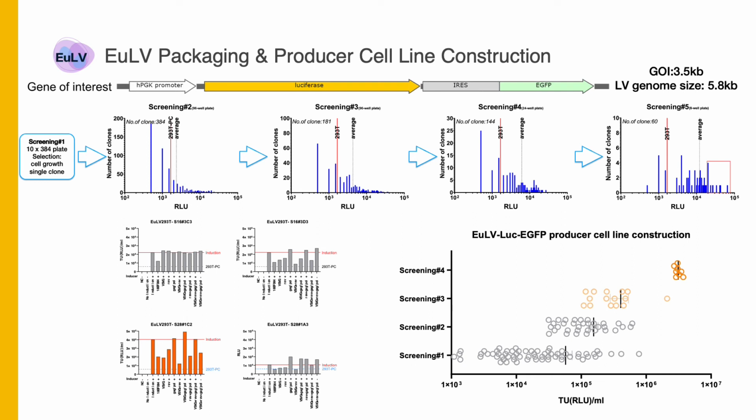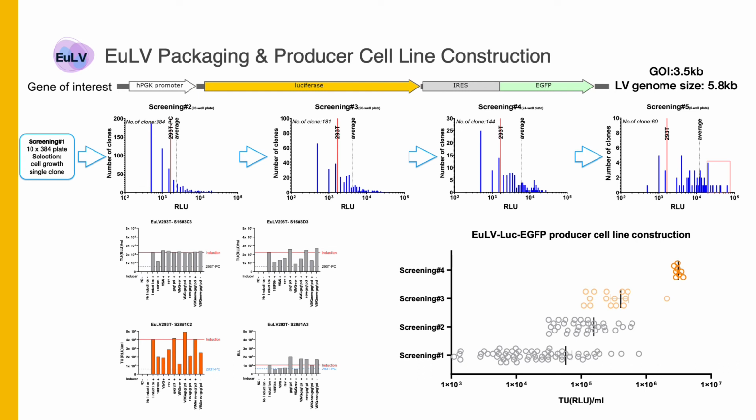During the development of the packaging cell line, the human PGK luciferase IRES EGFP was used as the gene of interest. It is about 3.5 kb in size. Transduction titer quantitation of this lentivirus was performed in HT1080 cells, either by luciferase assay or by flow cytometry evaluating EGFP positive cells.